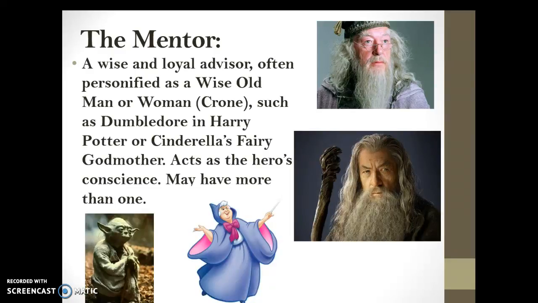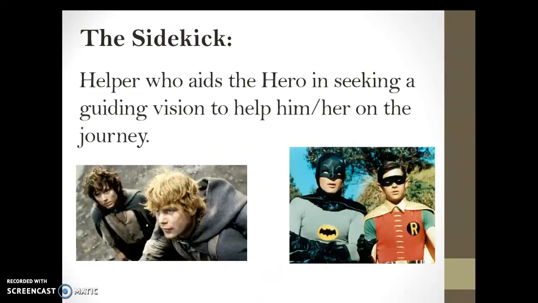Besides the hero, there's also the mentor archetype. They are wise, they are loyal, and they are advisors, often personified as an old man or an old woman, like Dumbledore in Harry Potter, Gandalf in Lord of the Rings, or like Cinderella's fairy godmother. They always act as the hero's conscience, and they may have more than one mentor. The sidekick is the helper who helps the hero in seeking a guiding vision along their journey. This is the Samwise Gamgee to the Frodo Baggins, the Robin to the Batman.